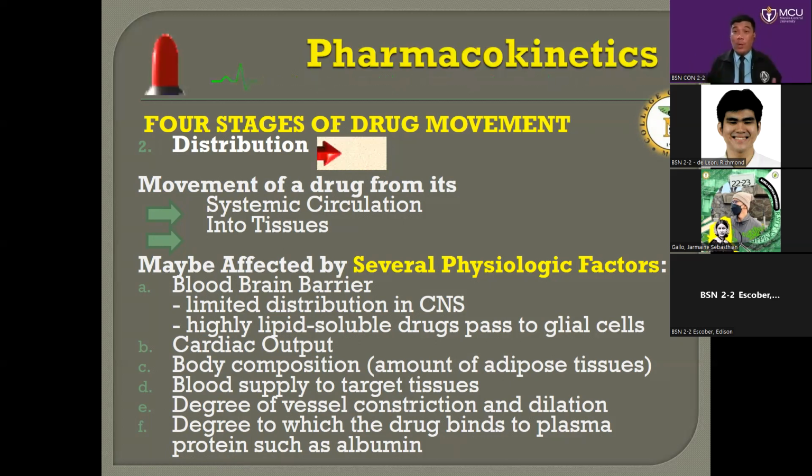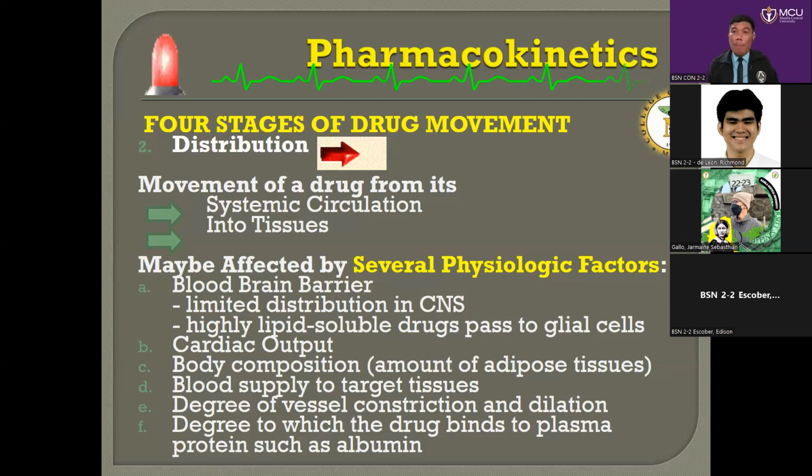So what do you mean by physiologic factors? By the body's response that will alter distribution. We have what we call a BBB, blood-brain barrier. The blood-brain barrier exists to prevent damage of the cerebral tissues.